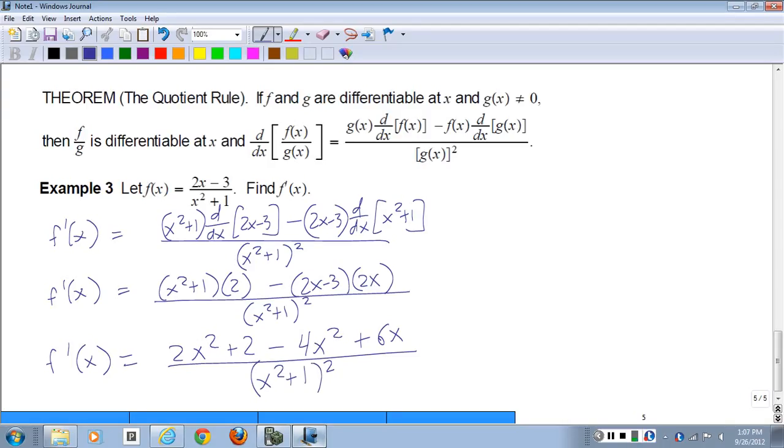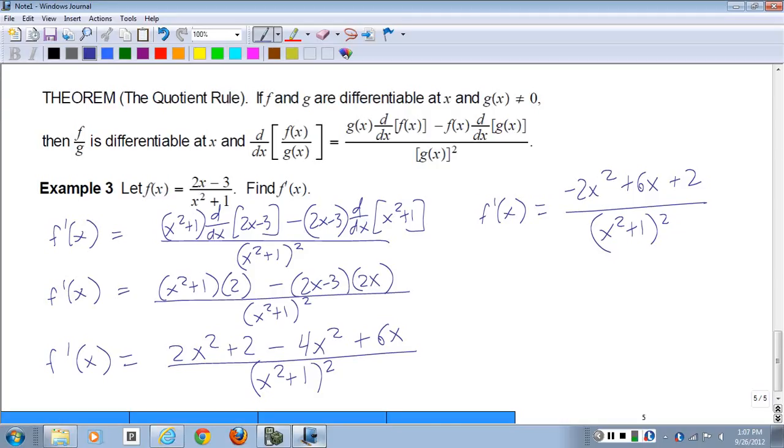Just about there, I think. Combine the x squared terms to get 6x squared. No. Opposite signs there. Negative 2x squared. Negative 2x squared plus 6x plus 2 all over x squared plus 1, quantity squared.